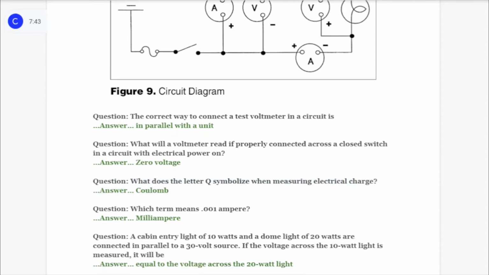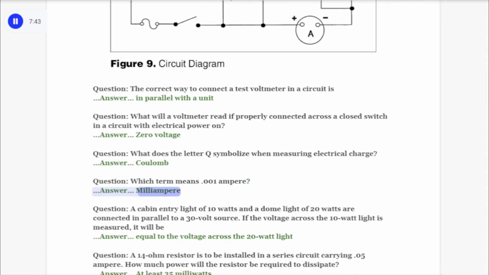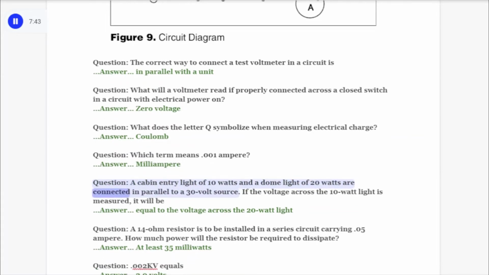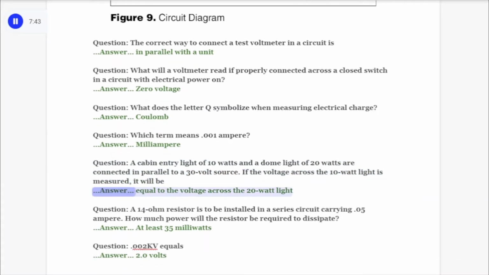Question. What does the letter Q symbolize when measuring electrical charge? Answer. Coulomb. Question. Which term means 0.001 ampere? Answer. Milliampere. Question. A cabin entry light of 10 watts and a dome light of 20 watts are connected in parallel to a 30-volt source. If the voltage across the 10-watt light is measured, it will be. Answer. Equal to the voltage across the 20-watt light.